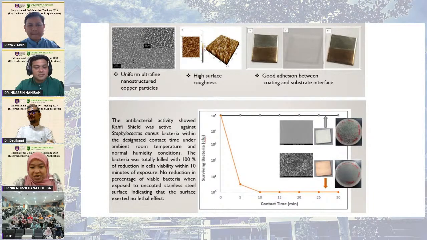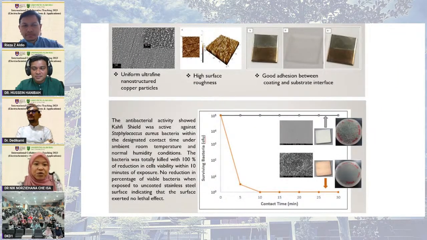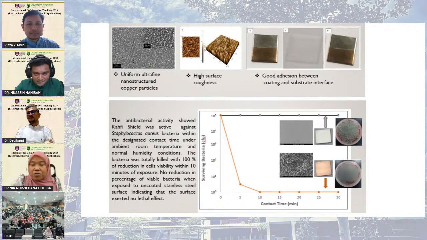If you look here, this is actually the coating that I produced. By optimizing the parameters involved, we can produce nanostructures of the copper coatings. This is the image from the field emission scanning electron microscope, and we can look at the roughness from the AFM, atomic force microscopy. It is also very important to study the adhesion between the coating and the substrate at the interface.